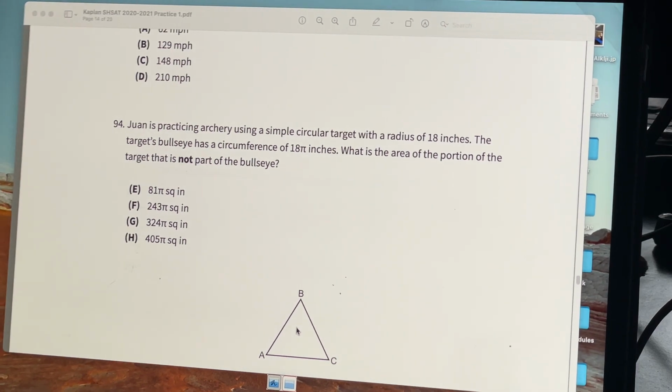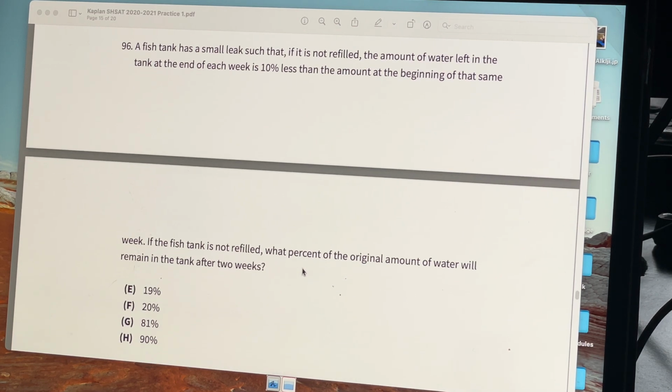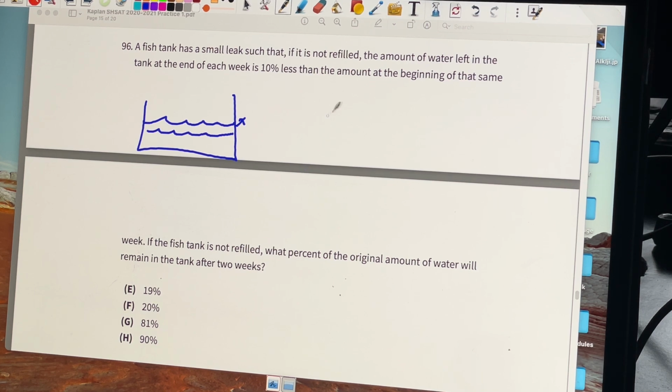90, not 94, we just did 94. 96, I think. So here's the fish tank. And let me see if I can draw a fish tank. There's this much water, which we don't know how much it is, but that's how much water there is. And then at the end of the week, it loses 10%.